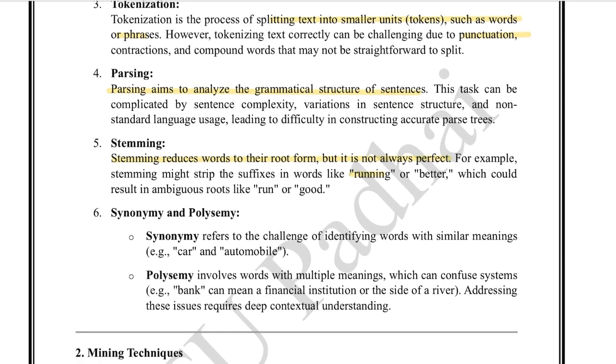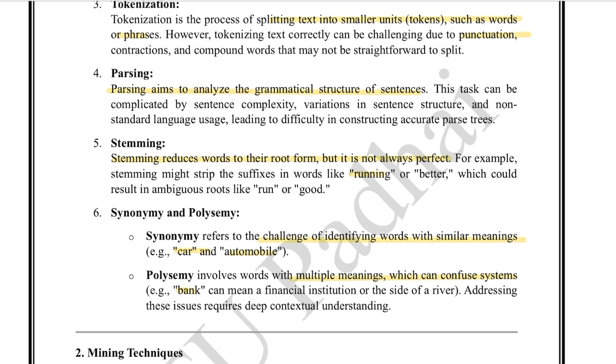Next is synonymy and polysemy. Synonymy is the challenge of identifying similar words, where car and automobile are both the same thing. Whereas polysemy is where multiple meanings exist, and they might confuse the system. For example, bank also denotes a financial institution.